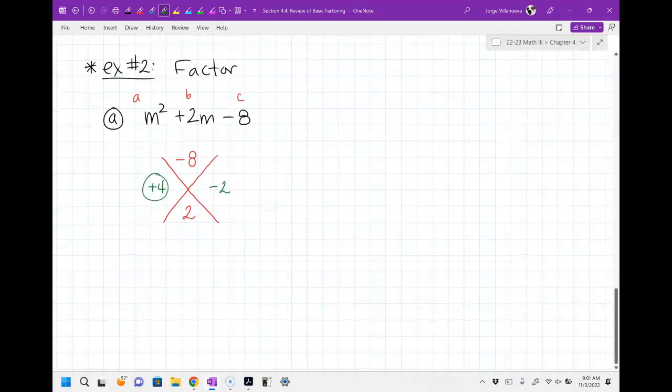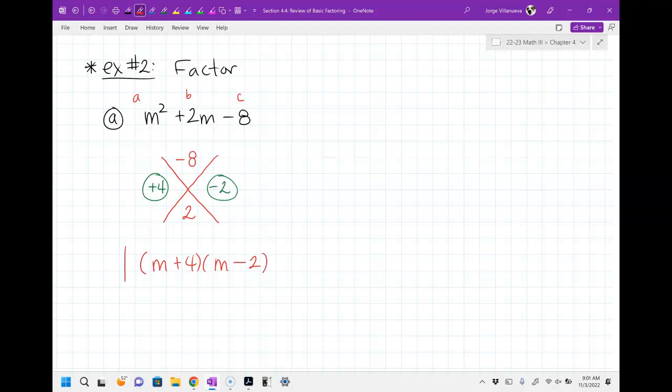I'm going to circle these, and here's my factor: m plus 4, m minus 2. And I'm done. You use the letters that you're starting with, and then keep the symbols of the things that I circled. So m and a positive 4, m and a negative 2. And there you go. It's factored. Okay, we'll do another one like this.